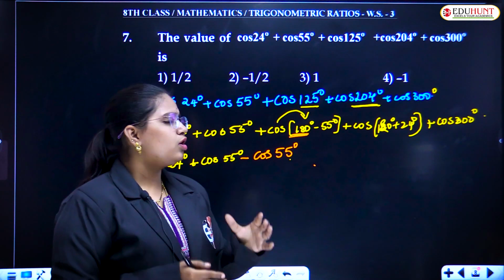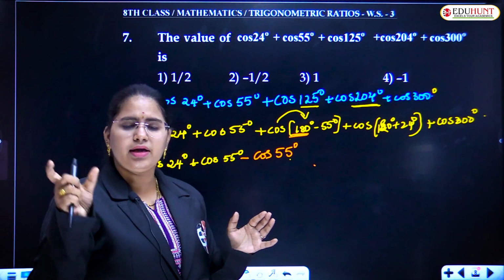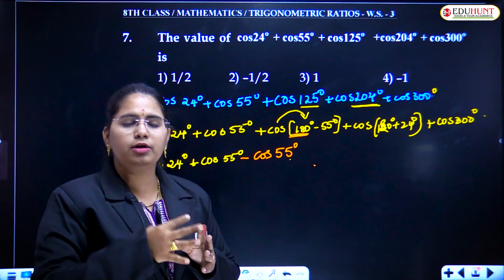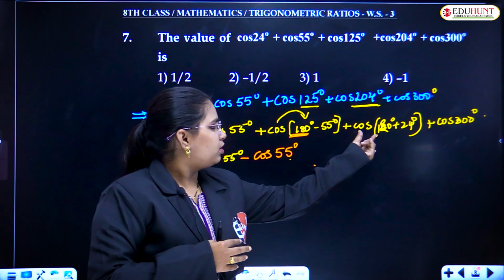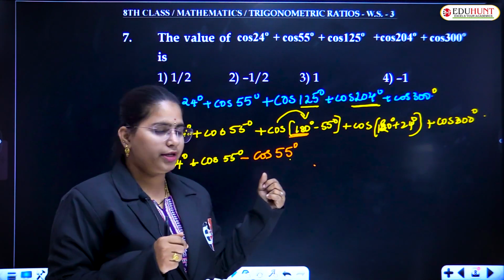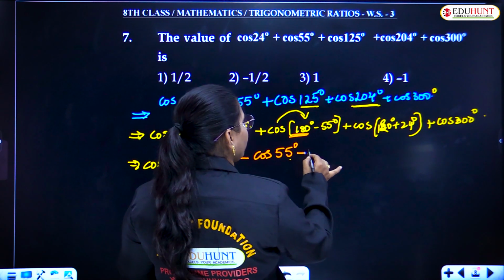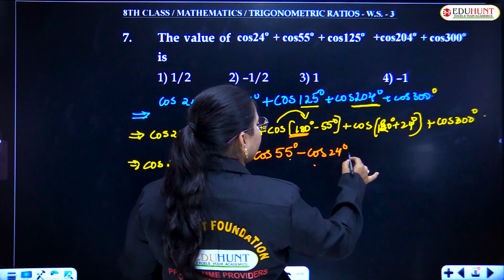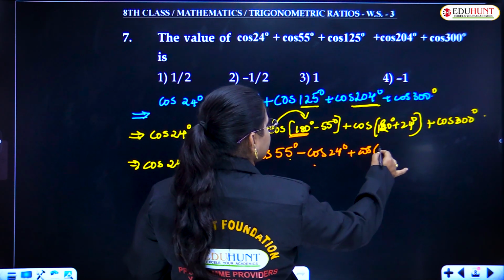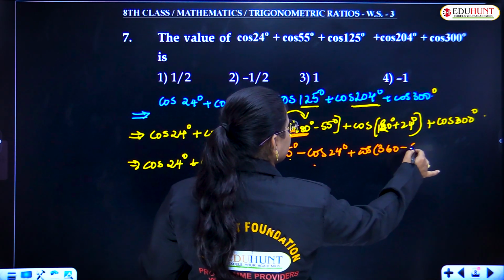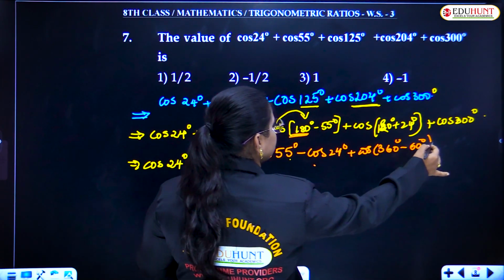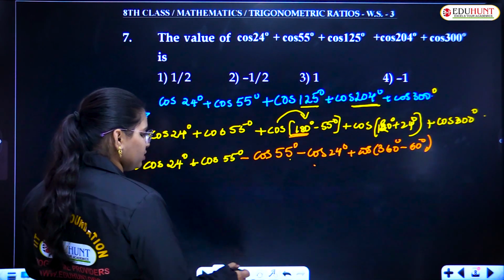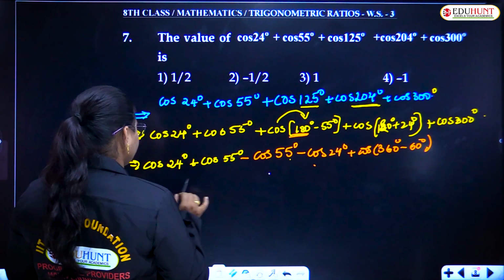And the next one, cos 180 plus theta. Again, 180 plus theta belongs to the third quadrant. In the third quadrant, cos is becoming negative. So this also becomes minus cos 24 degree. Cos 300 can be written as 360 minus 60, as in the previous question, right? I hope I am clear with this, guys. We'll get to the next step.